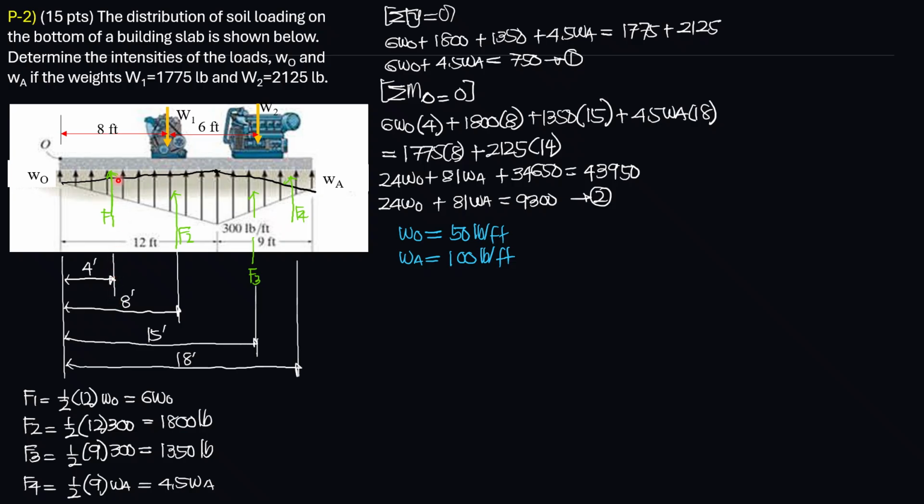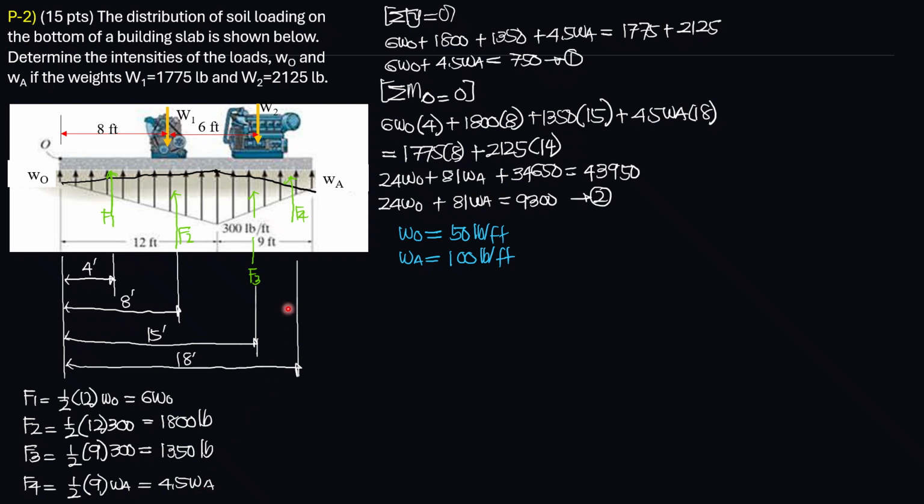So F1 is 1/2 of 12 feet by WO. So it is 6 WO. F2 is 1/2 of 12 feet by 300 pounds per foot. So that's why it is 1,800 pounds. F3 is 1/2 of 9 feet times 300. So it's 1,350 pounds. And F4 is 1/2 of 9 times WA. So it is 4.5 WA.